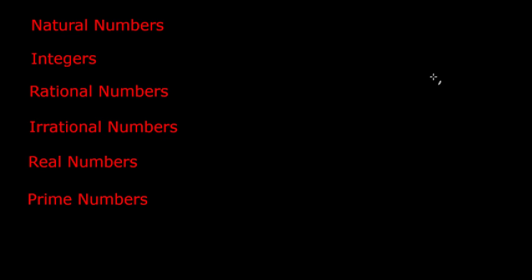Let's talk about numbers in this lesson. The types of numbers we're going to talk about, the groups of numbers, are natural numbers, integers, rational numbers, irrational numbers, real numbers, and prime numbers. So, let's start with natural numbers.